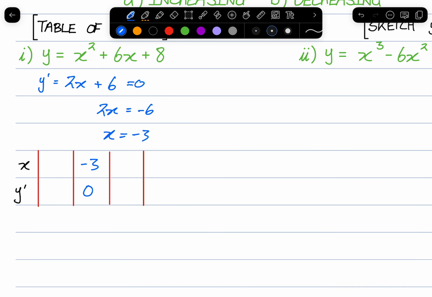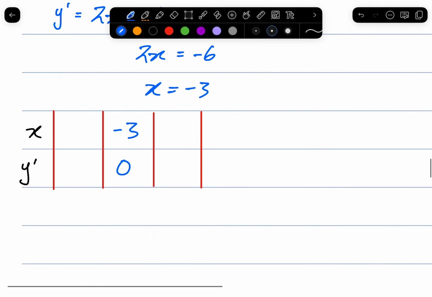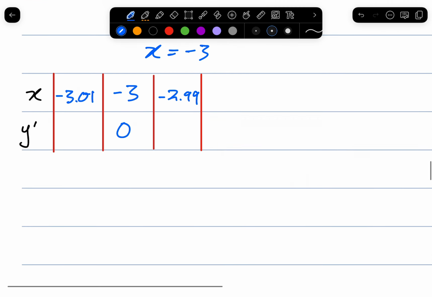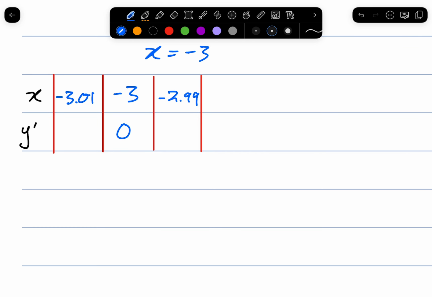Now, I'm going to choose a number above and below this value. Ideally, we should be picking a number very close above. Sorry, that should be -2.99. So very closely above and very closely below. So this is what we should be picking. However, it's fine at this level if we just pick 1 above and 1 below.